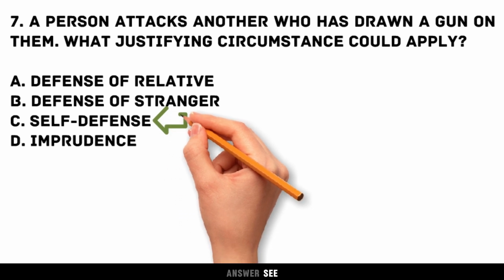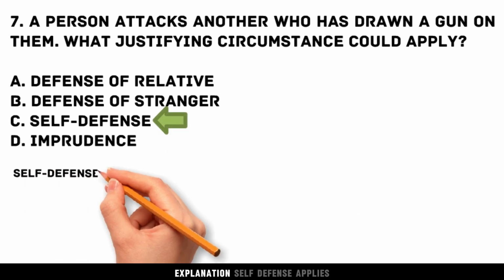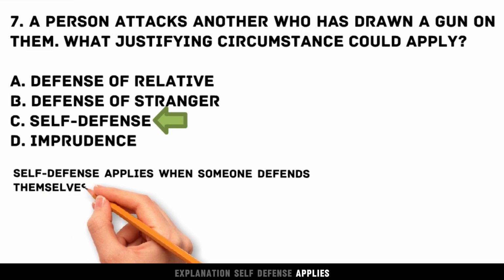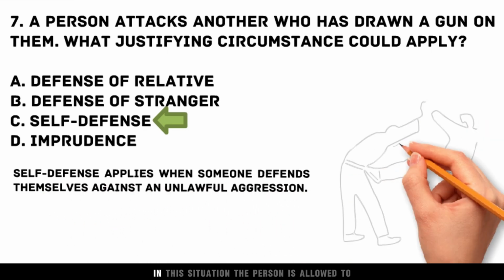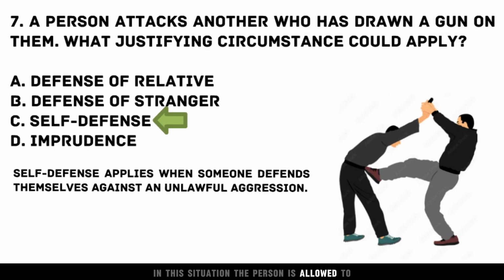Answer: C. Self-defense. Explanation: self-defense applies when someone defends themselves against unlawful aggression. In this situation, the person is allowed to protect themselves from an immediate threat to their life.